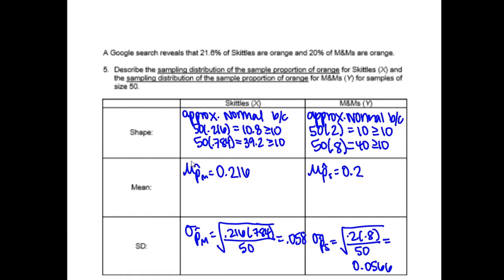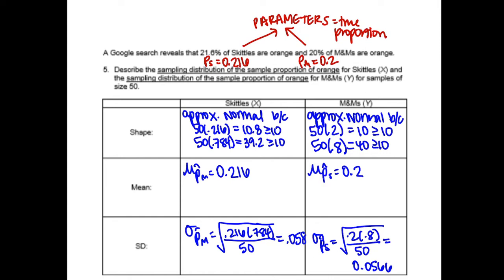Okay, so I'm going to take some quick notes here for us in red. What I want us to do is label from the beginning P sub S equals 0.216 and P sub M equals 0.2. Remember, these are parameters because they describe a population. This is from Google, that is the true proportion. And so that's what we use now to answer the rest of these questions.